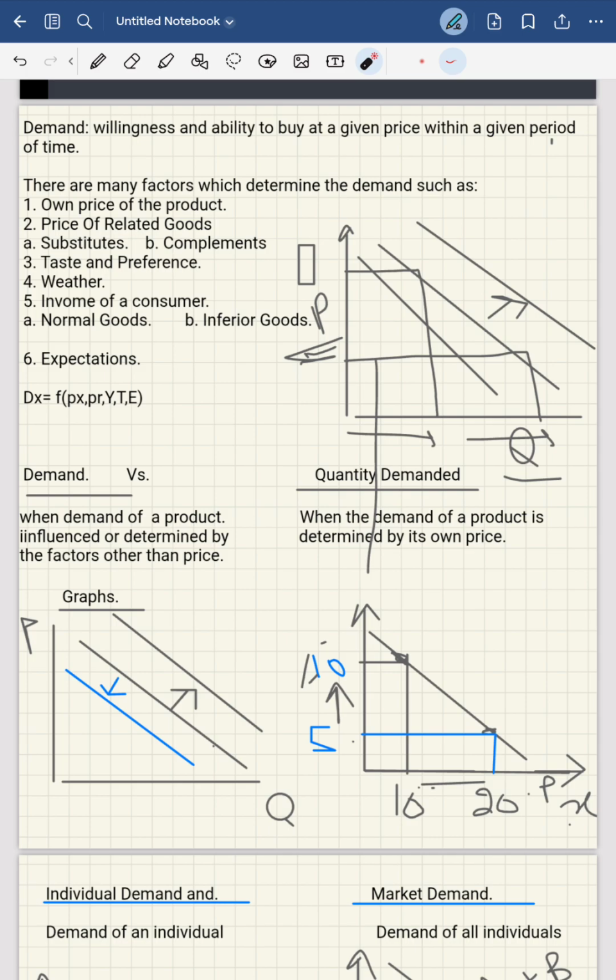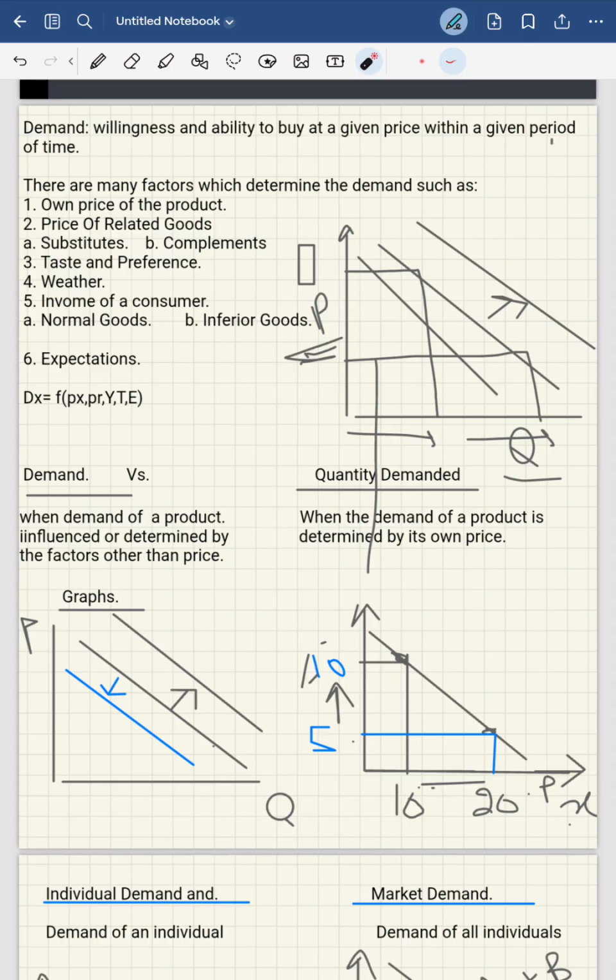What is the price of chocolate? At that price I am ready to buy, and at that time also, within a given period of time. Then that willingness is known as demand. It involves willingness to buy, ability of a consumer to pay for that commodity, the given level of price of that commodity, and a given period of time. That will be called demand.